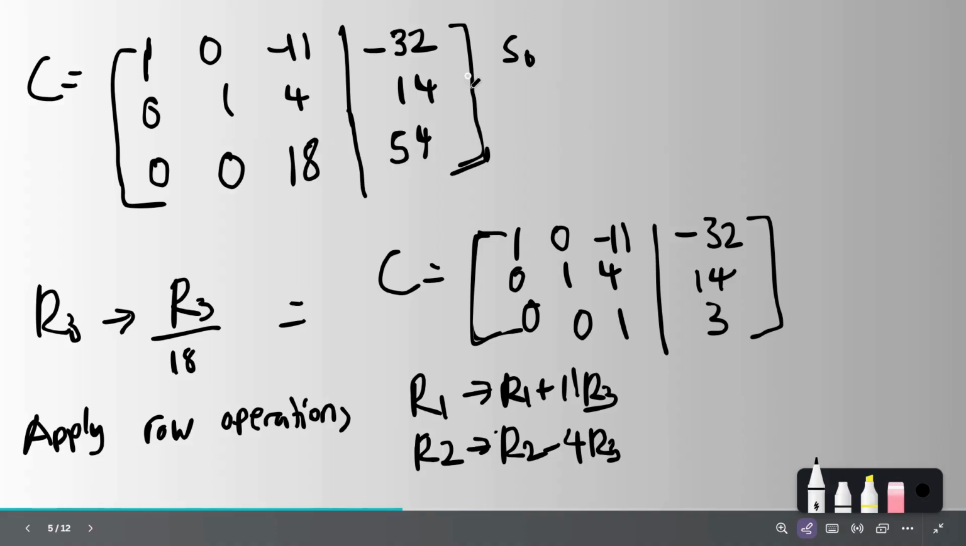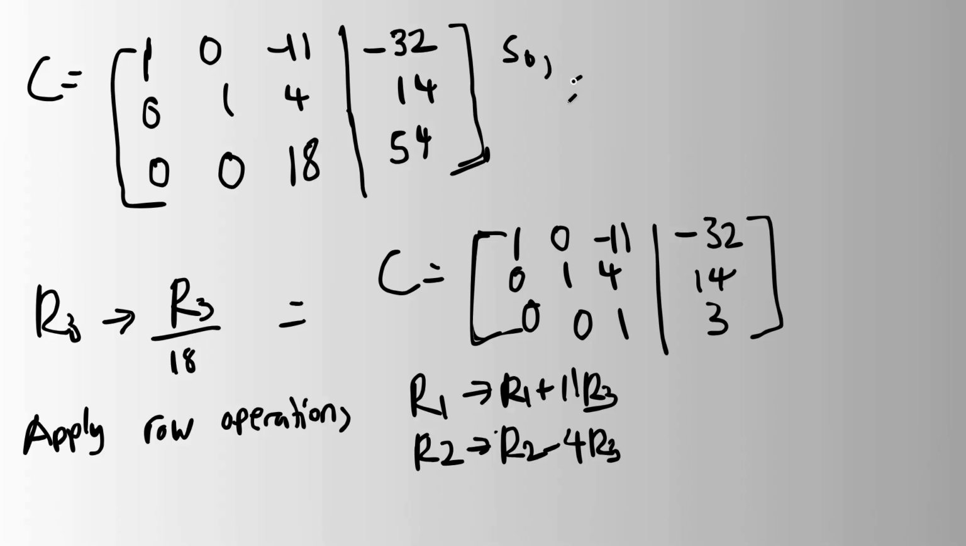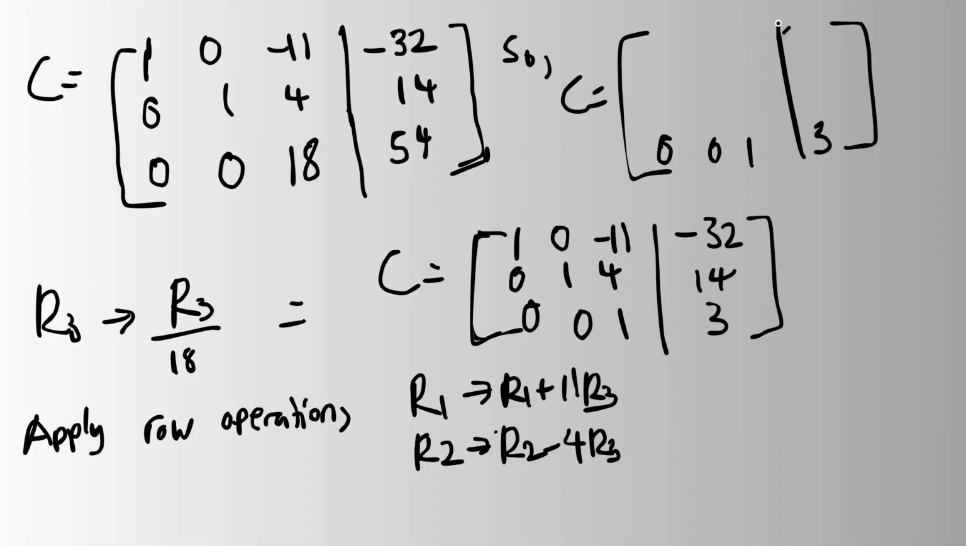Okay, so C is 0, 0, 1 and 3. Okay, so R1 plus 11 R3. Okay, 1. 1, 1. So next one, R1 0 plus 11. Okay, 0, and the next one negative 11 plus 11. R3 is 1. 0, yeah.